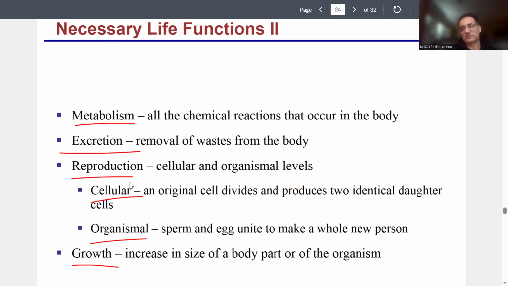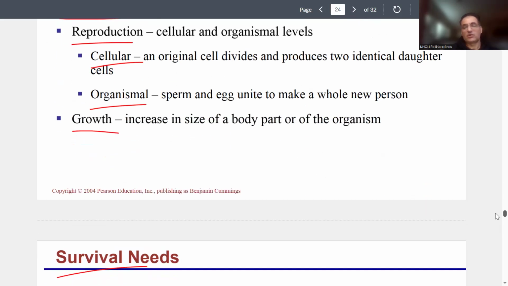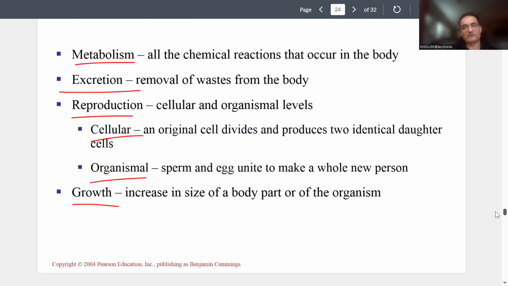Reproduction. Many scientists believe that the true meaning of life is to be able to have offspring, the continuation of life. For example, at the cellular level, a cell divides, you're making more cells. At the organismal level, the sperm and egg, during sexual intercourse perhaps, come together and form that one cell, which later on becomes the embryo and the new person. Growth is part of the necessities of life, to be able to grow and function appropriately.